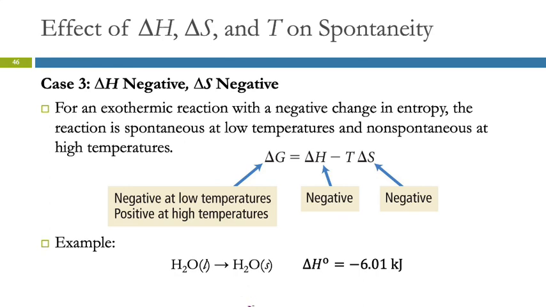And an example of a process like this is water freezing. Because when the water freezes, right, the entropy decreases. So we have a negative change in entropy. That will happen at lower temperatures. It won't happen at higher temperatures.